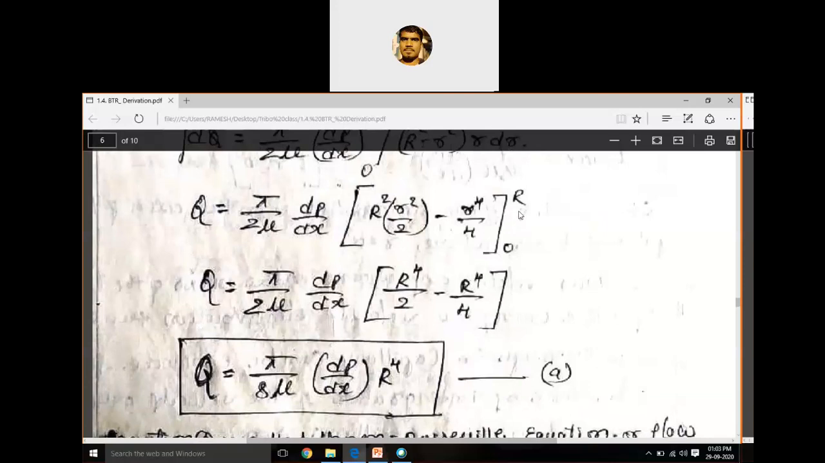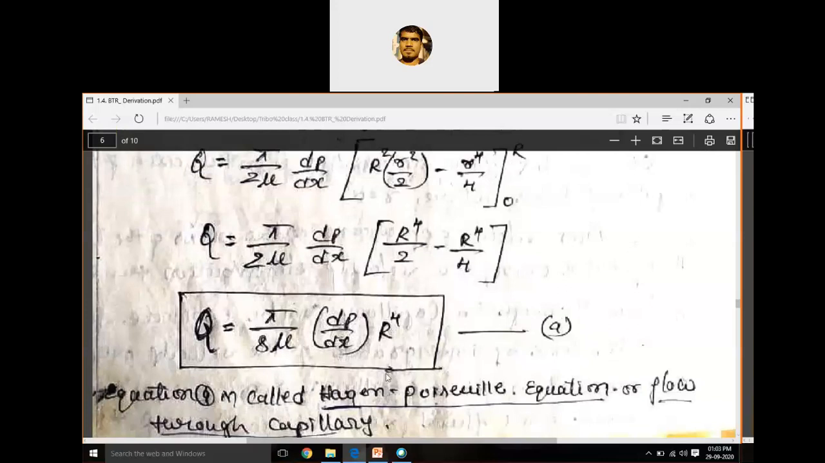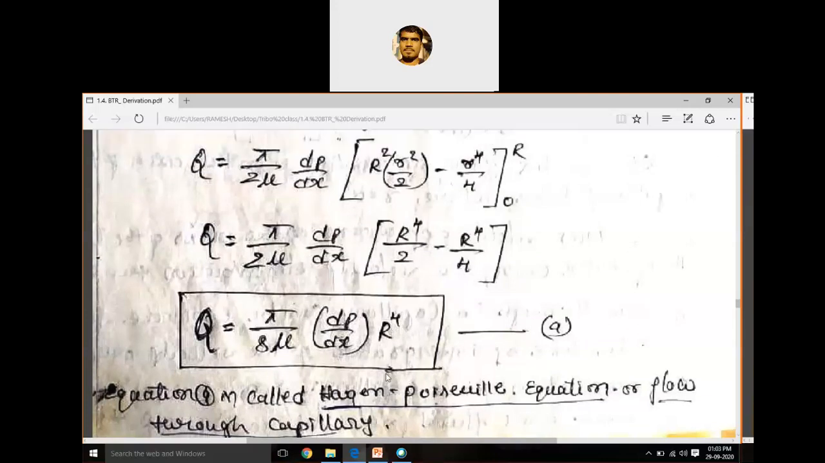If you substitute the values 0 and R, it simplifies to capital R square by 2 minus capital R square by 4. If you take the LCM and simplify, the final equation is Q is equal to pi by, 4 into 2, it becomes 8 mu, dp by dx into capital R to the power of 4. This is the Hagen-Poiseuille equation for flow through the capillary. Both are the same, Hagen-Poiseuille equation or flow through the capillary. This is how we got the value of Q, the flow rate.